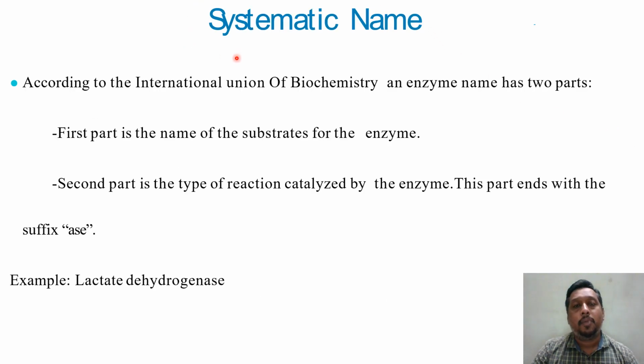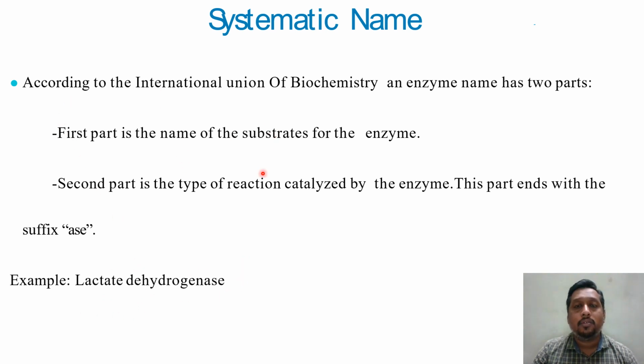Let us look at the systematic name. As we all know, IUPAC is for common organic molecules and Hantzsch-Widman nomenclature is for heterocyclic compounds. Similarly, for enzymes, according to the International Union of Biochemistry (IUB), an enzyme name has two parts. The first part is the name of the substrate for the enzyme, and the second part is the type of reaction catalyzed by the enzyme. This part ends with the suffix -ase. For example, lactate dehydrogenase. So it is very clear.